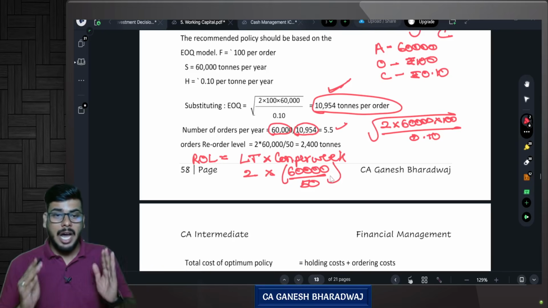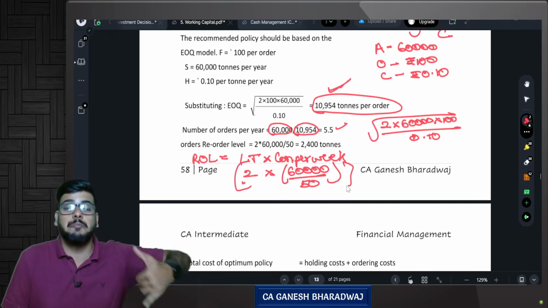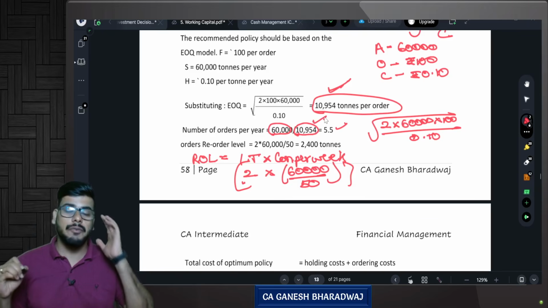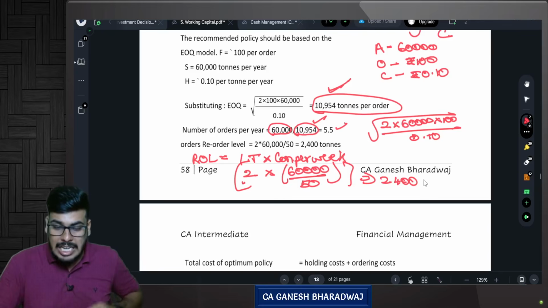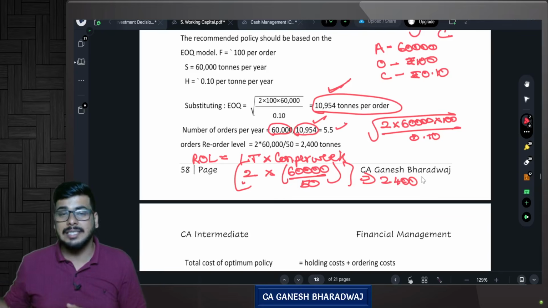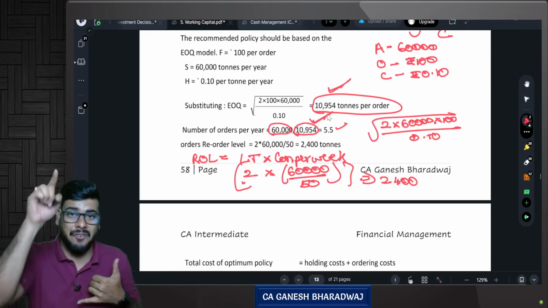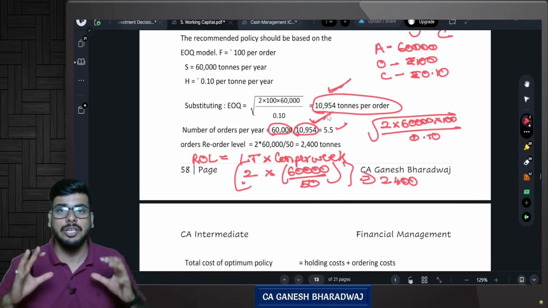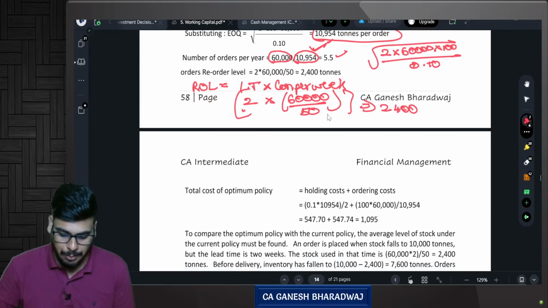So basically I should make sure that the moment my stock touches this level, I should pick up the phone and place an order for how many tons? For 10,954 tons. Are you clear with this? So what is the reorder level? The reorder level is 2,400. What do you mean by 2,400? The moment my stock balance reaches 2,400, I will pick up the phone and place an order for 10,954 tons. And when we do this, automatically your overall cost will be minimum. This is what the concept of EOQ says.